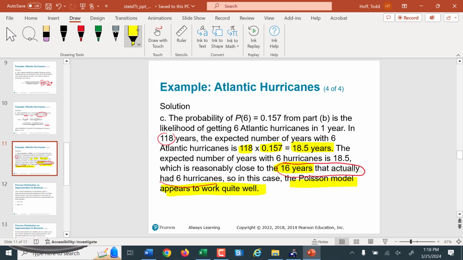And so I'm sure you can see with this how the Poisson model can be pretty powerful. If we know the history of something, we can predict how often it's going to happen in the future.